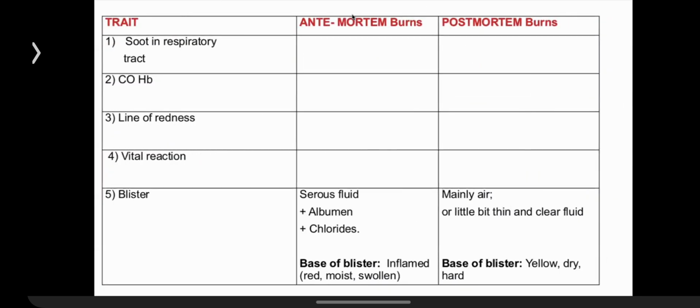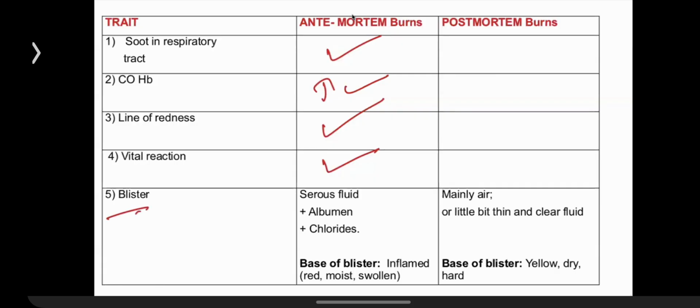Antemortem burns versus postmortem burns. The soot is present, increased in antemortem burns. Line of redness in antemortem. Basically, all the same principle: any antemortem injury, whether it is an antemortem burn, abrasion, or lacerated wound, will have an inflammatory reaction. So vital reaction, inflammation. Line of redness is also inflammation only.